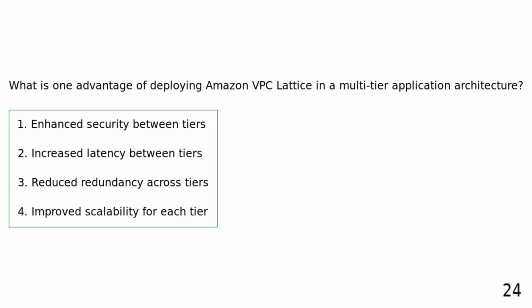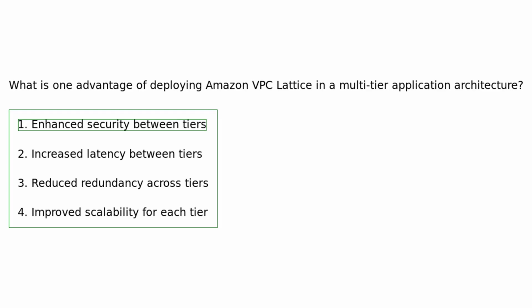What is one advantage of deploying Amazon VPC Lattice in a multi-tier application architecture? Enhanced security between tiers. Increased latency between tiers. Reduced redundancy across tiers. Improved scalability for each tier. Deploying Amazon VPC Lattice in a multi-tier application architecture enhances security by providing isolation and controlled access between the tiers.